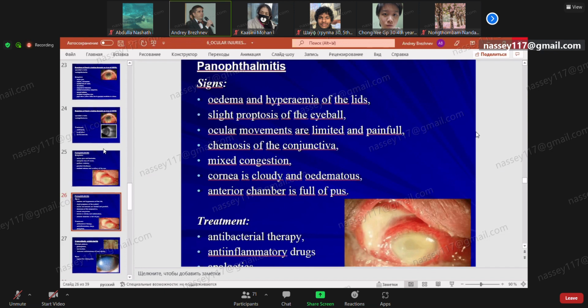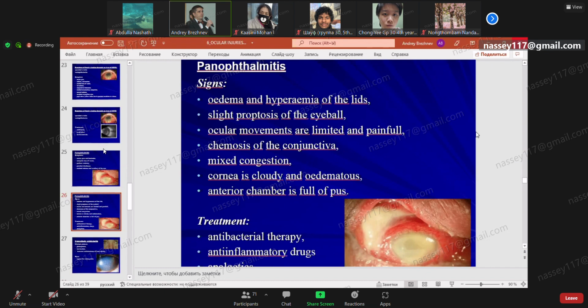The cornea, as you see here in the photo, is cloudy and edematous, and the anterior chamber is full of pus. And of course, we can't see the inner, underlying structures because of the presence of pus in the anterior chamber. Vision is completely lost, usually without any chances of recovery, and perception of light is absent. Global perforation may occur in this case due to ulceration and thinning of the outer coat due to the severe inflammation.